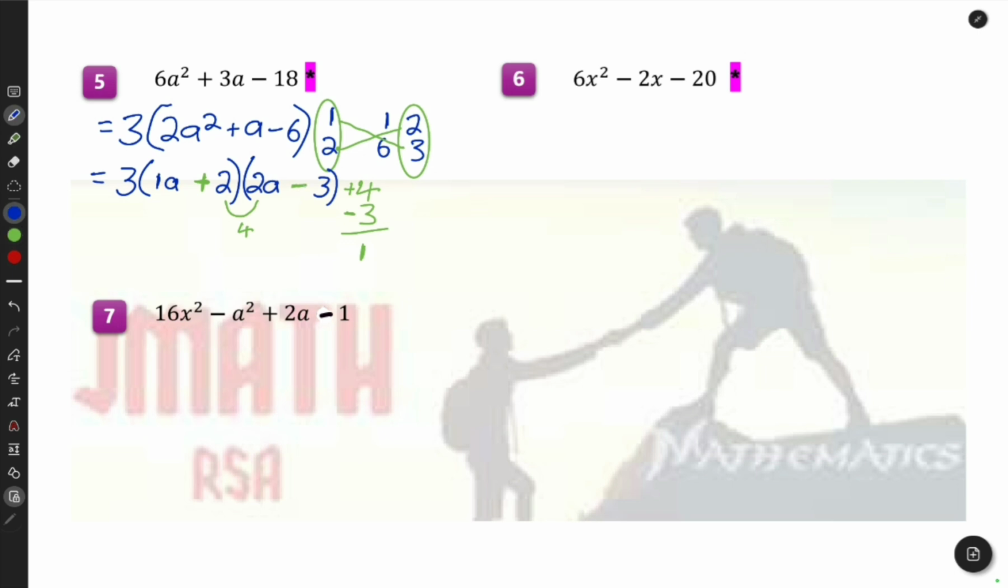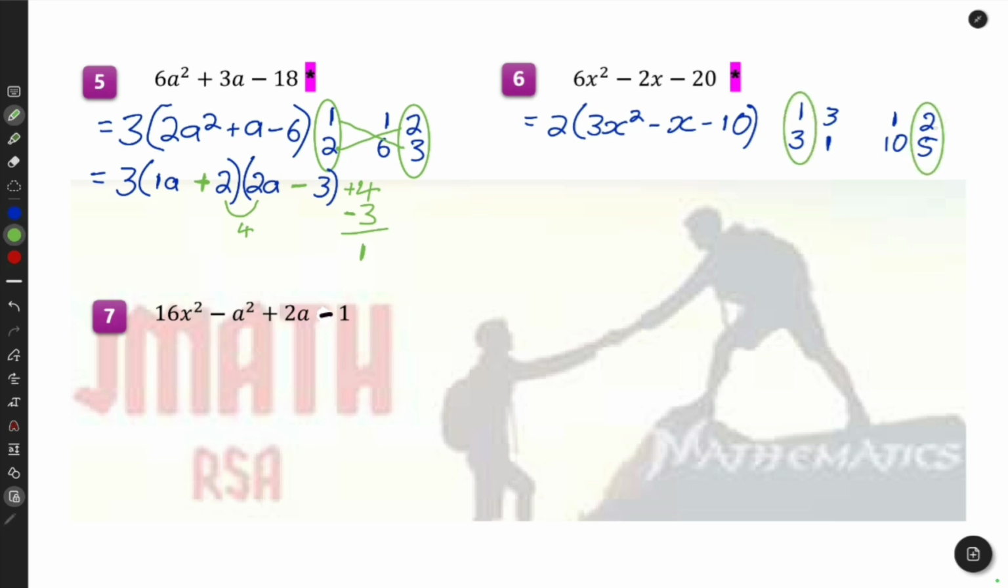Question 6 is also an advanced trinomial, but I'm first going to take out a 2. So that leaves me with 3x squared minus x minus 10. The factor pairs there would be 1 times 3, or 3 times 1, and then 1 times 10, 2 times 5. Okay, in this case, I need to subtract to get a 1. So I am just going to use this pair and this pair.